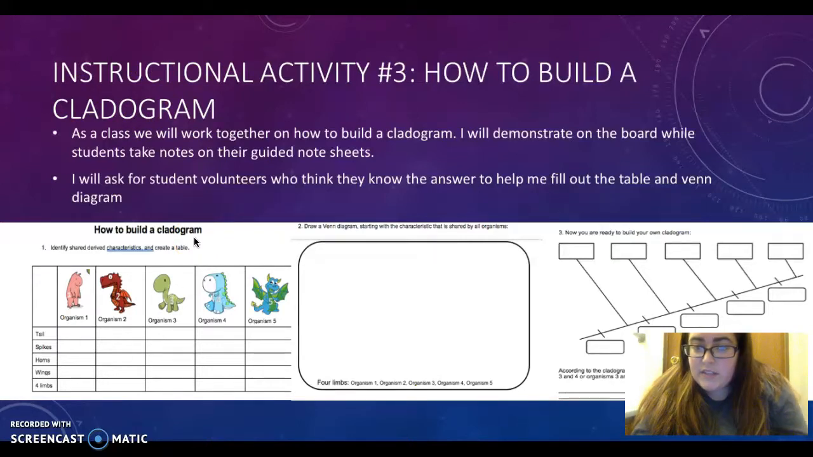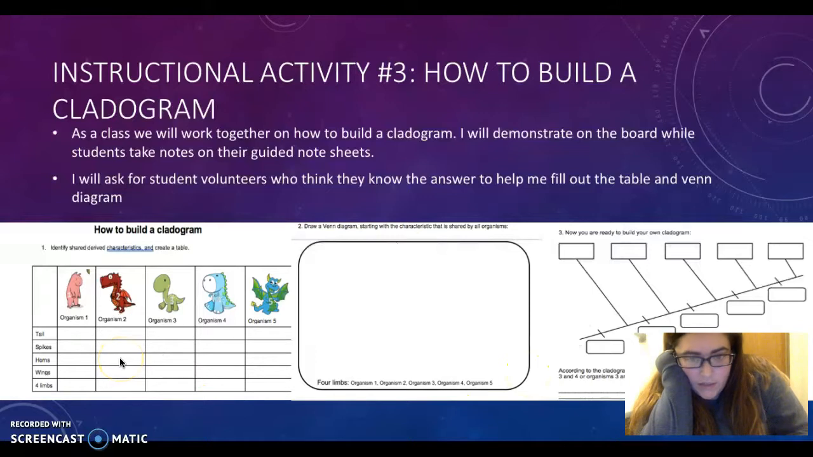I would ask for volunteers from students who maybe thought they knew the answer or they wanted to try it out even if they weren't sure. So basically we'd fill out the table here and we'd apply what we fill out in the table here to what is in the diagram here.